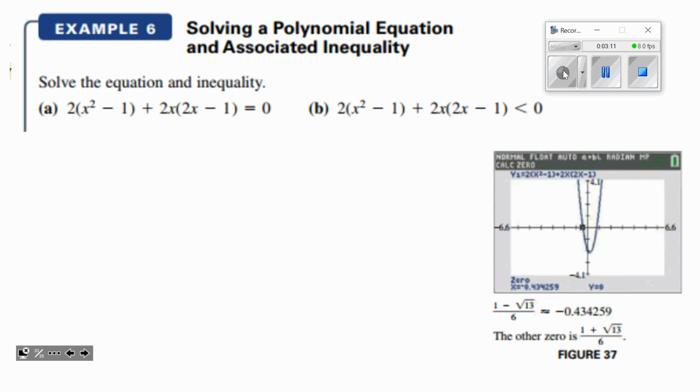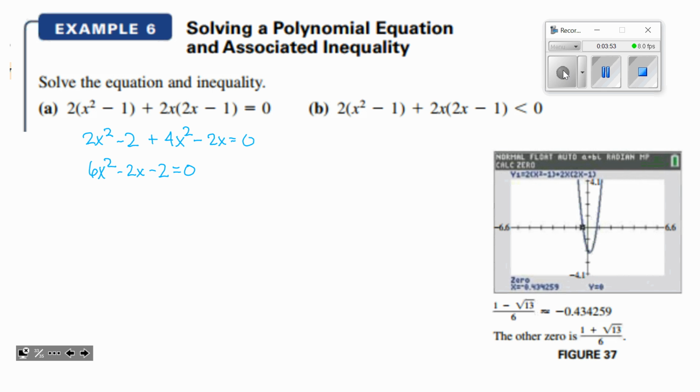All right, next question, solve the inequality. So the first thing we need to do, if we're doing this by hand instead of in the calculator, which is going to give us those decimal approximations, and in this class we're not looking at those decimal approximations, is we're going to have to expand this out. So if I expand this out, I have 2x squared minus 2 plus 4x squared minus 2x, and we're going to combine some like terms. So I have 6x squared, minus 2x, minus 2 equals 0.